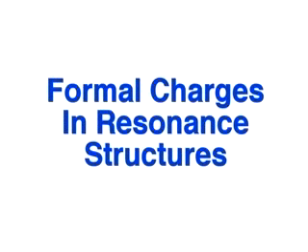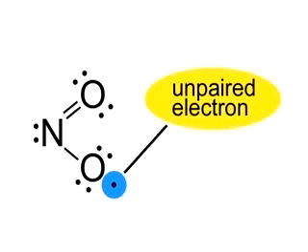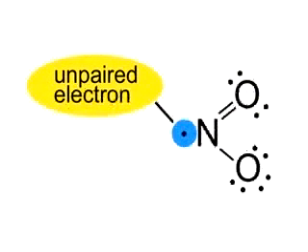Formal charges can also be helpful in evaluating alternative resonance structures. Let's consider nitrogen dioxide, a molecule that contains an odd electron. We can draw two reasonable Lewis structures, but which more closely describes the nitrogen dioxide molecule? Notice that in one structure the unpaired electron is on oxygen, and in the other it's on nitrogen.